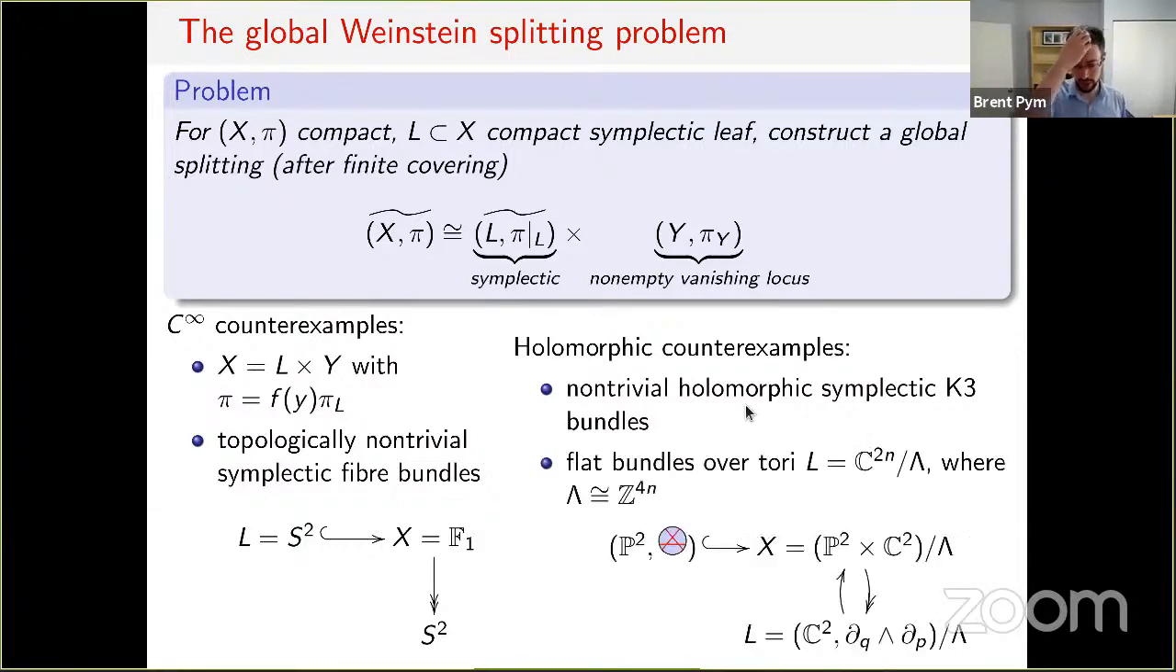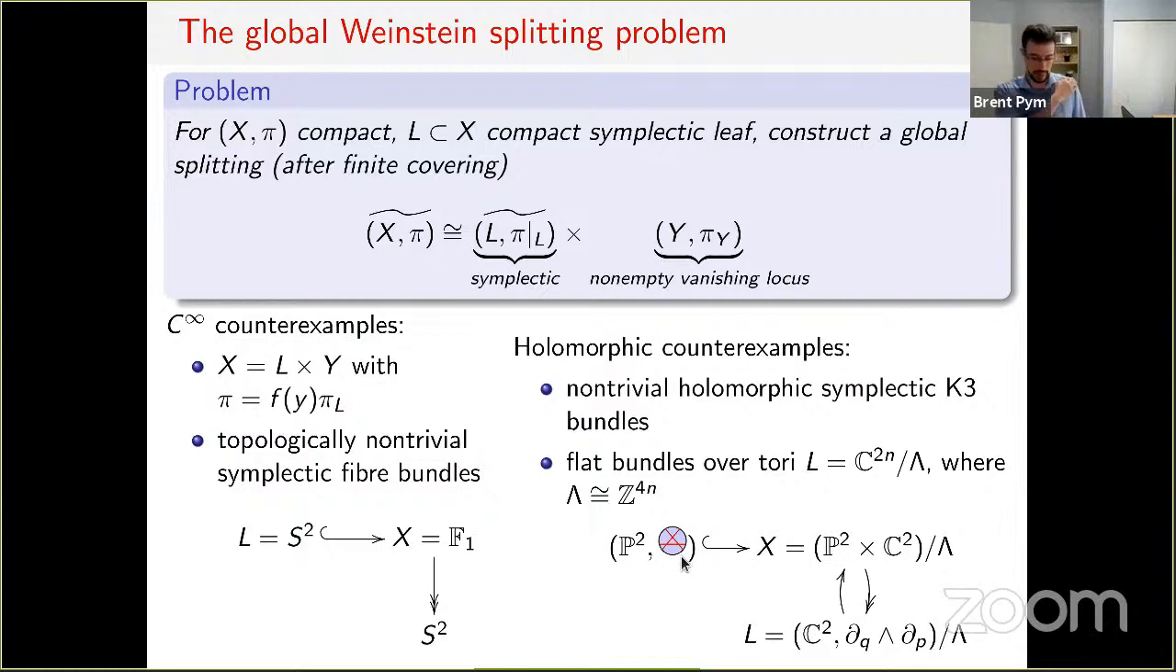Another thing that you can do is the following. So if you take, say, a compact torus, C to the 2n mod a lattice, then you can form a twisted product with this torus and some other Poisson manifold. So here's why I was emphasizing the surfaces. Let me take, for example, P2 with the cubic curve given by a triangle.